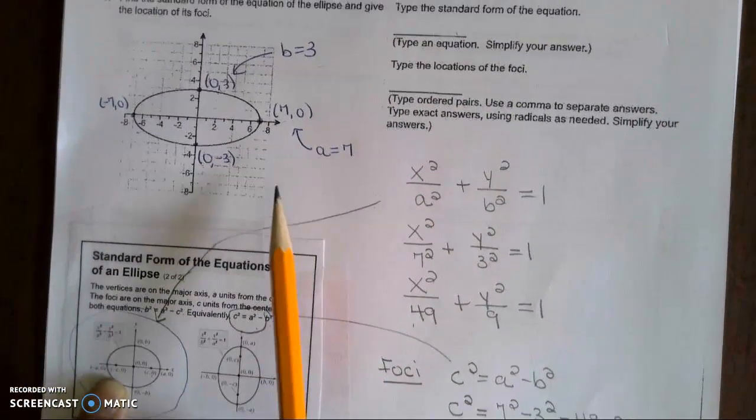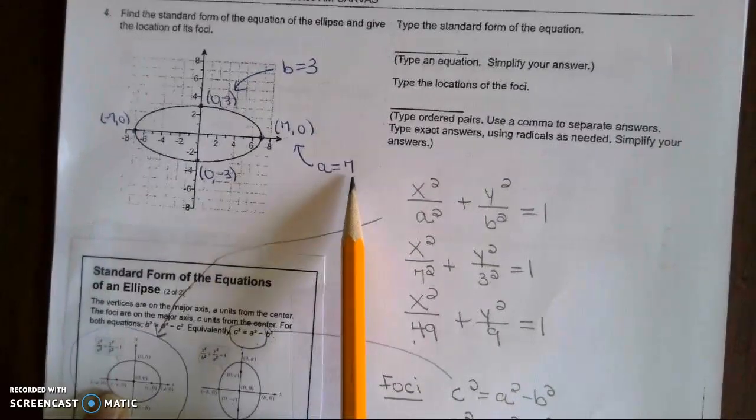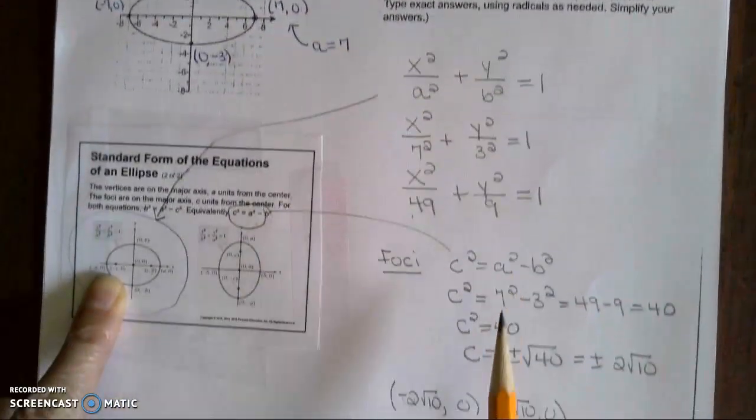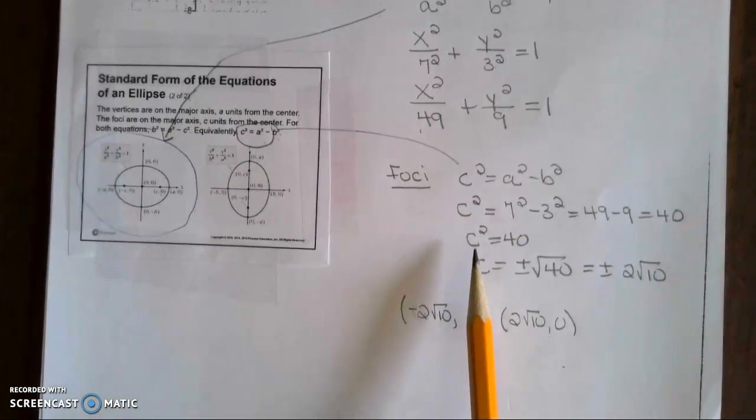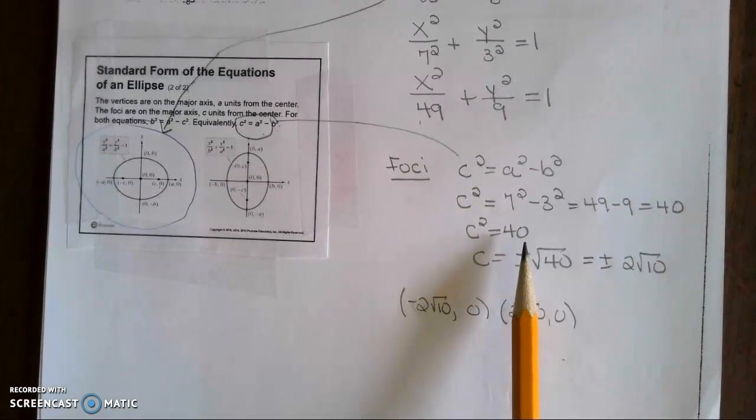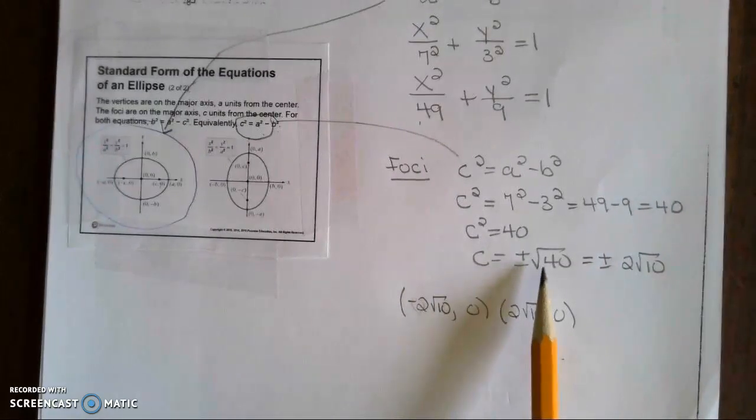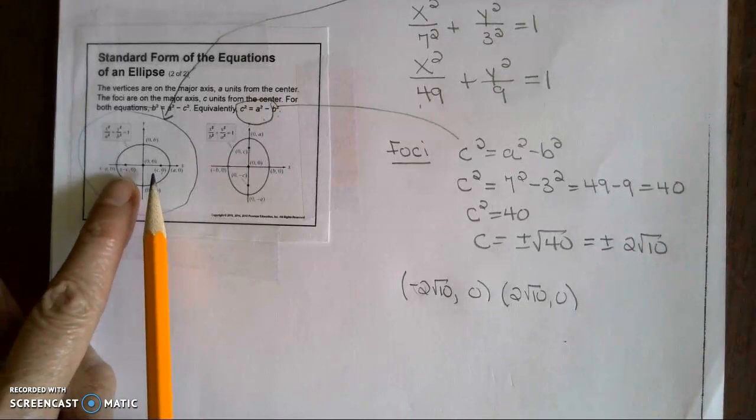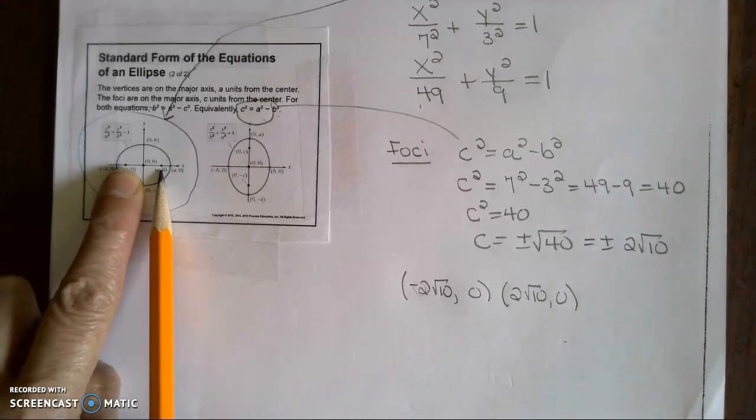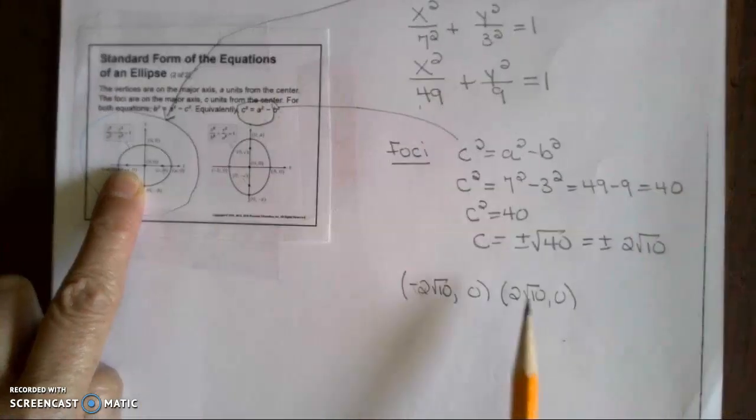I think I said that wrong, I'm sorry. My A squared is 49, my B squared is 9. That's correct, I said that right. Okay. So if I subtract those two, I get 40. So C squared is equal to 40. C is equal to plus or minus the square root of 40, which is 2 square root of 10. So my two foci, again, are on the major axis. So they're here and they're here. These are my two values for the foci.